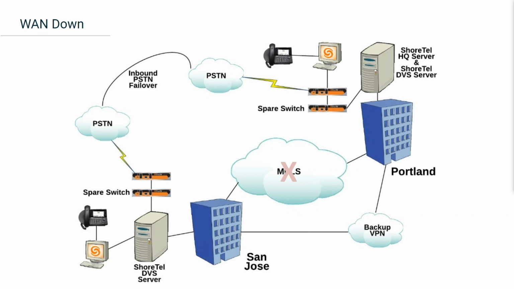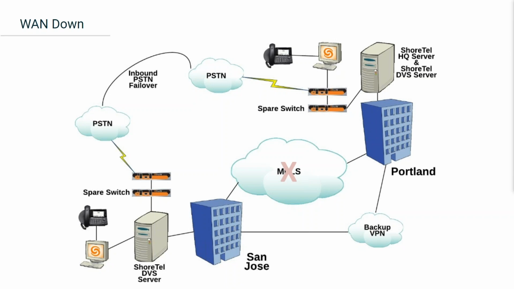So this is where that backup VPN kicks in. The router says, oh, my primary route across the MPLS is down. Great, I'll just route the connection across this backup VPN. So now we still have extension-to-extension calling, and we still have syncing of the databases between the headquarters server and the San Jose server and switches. So that's where that backup VPN comes into play.